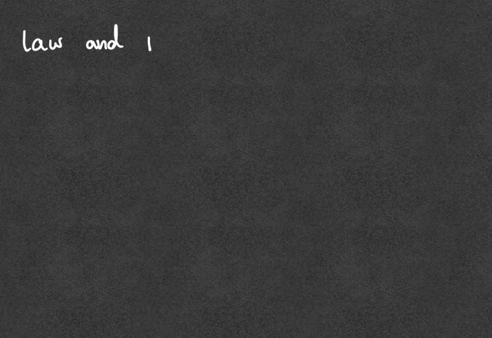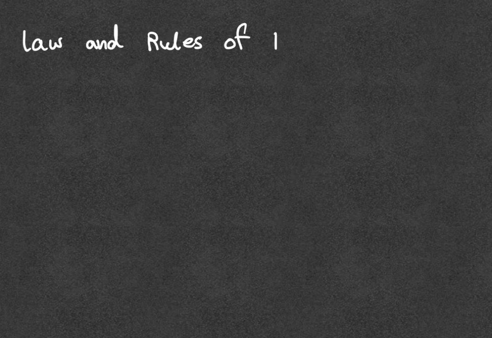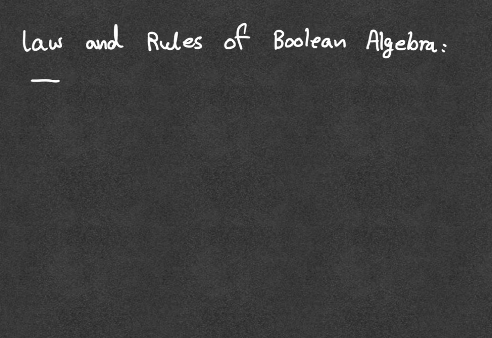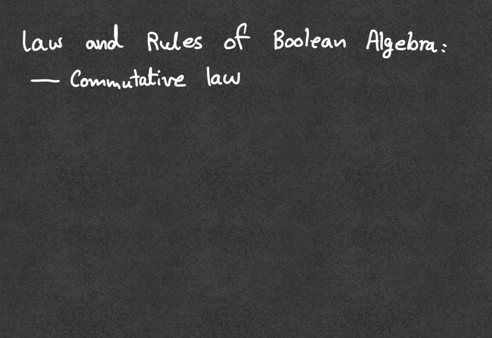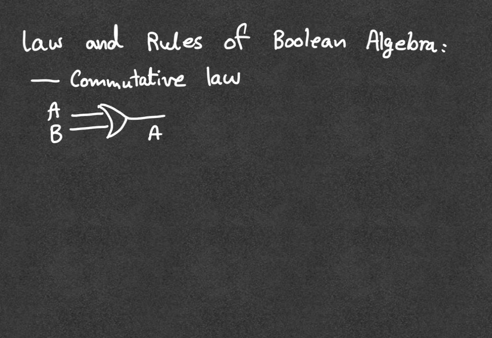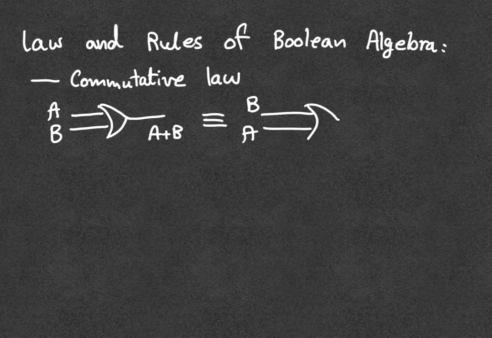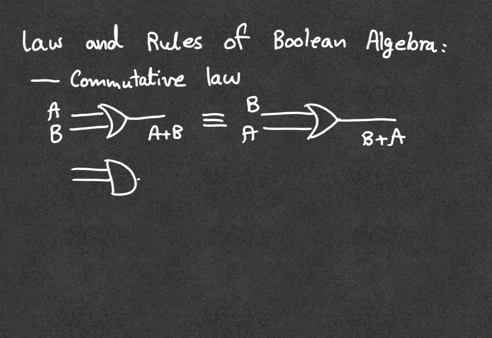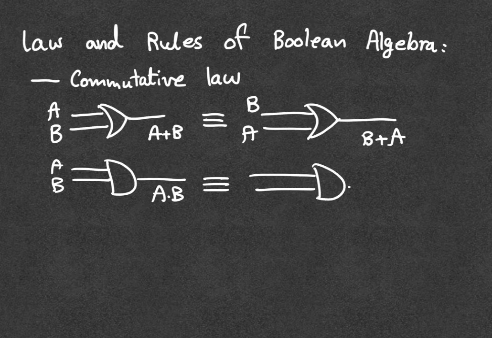Okay. So now let's talk about the laws and rules of Boolean algebra. The first law or rule is the commutative law. This law is going to tell you that if you have A, B ORed together, so A or B is going to be equivalent to B or A. So these two are equivalent. For AND, we have the same rule. So A and B is going to be equivalent to B and A.